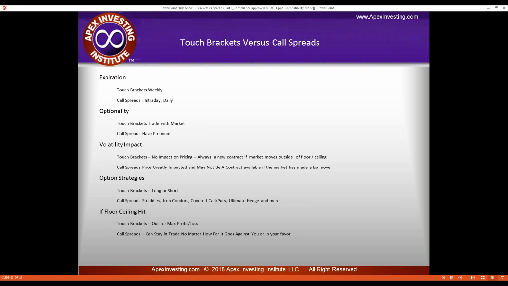Okay. Option strategies, well, with touch brackets, you're basically just going long or short. You're mimicking the market long or short. That's it. With call spreads, because of the premium and optionality there, sure, there's some advanced trades you can do: straddles, iron condors, covered calls or puts, ultimate hedges, all kinds of premium collection.